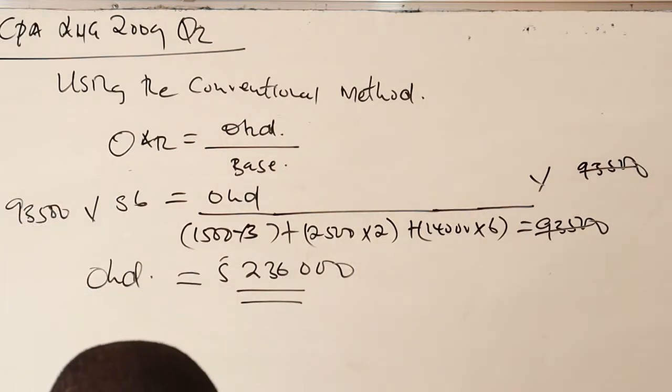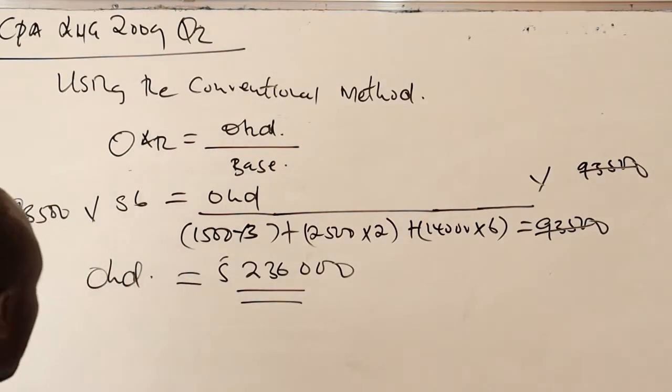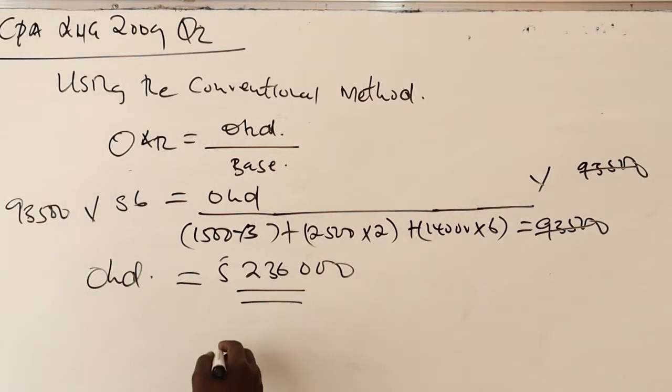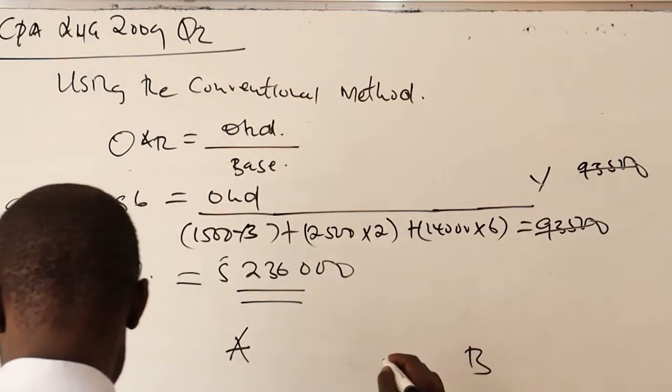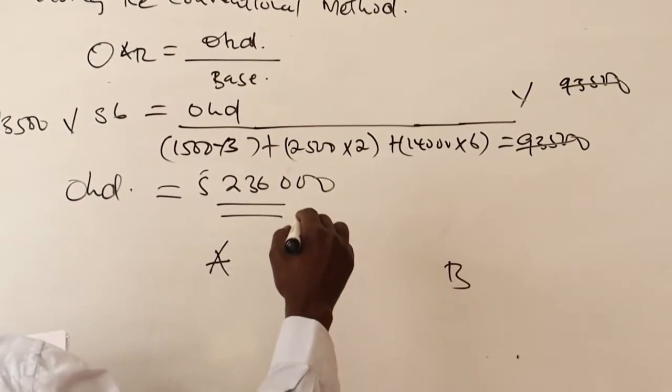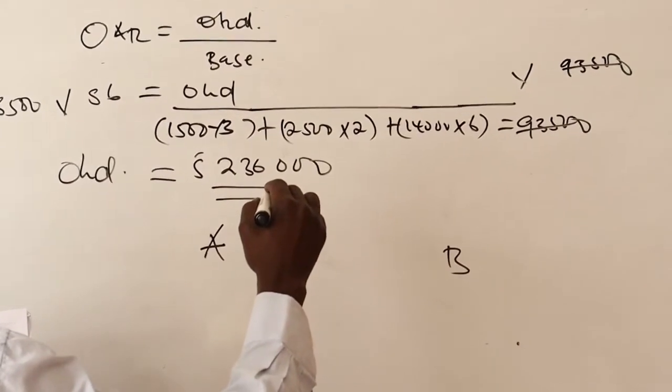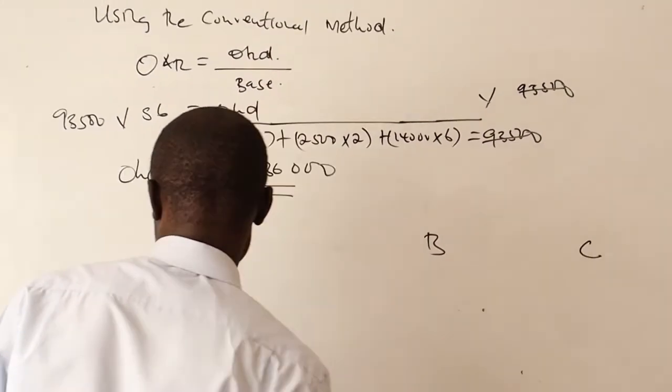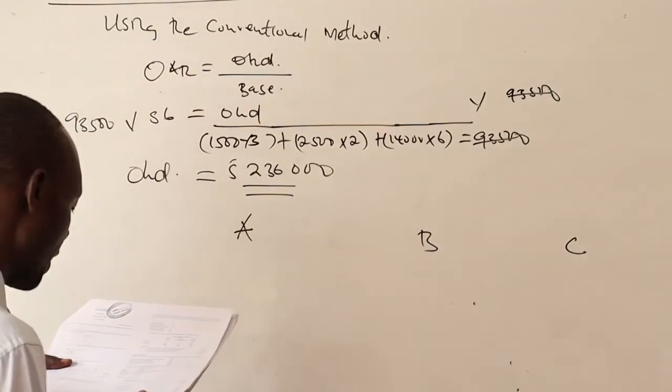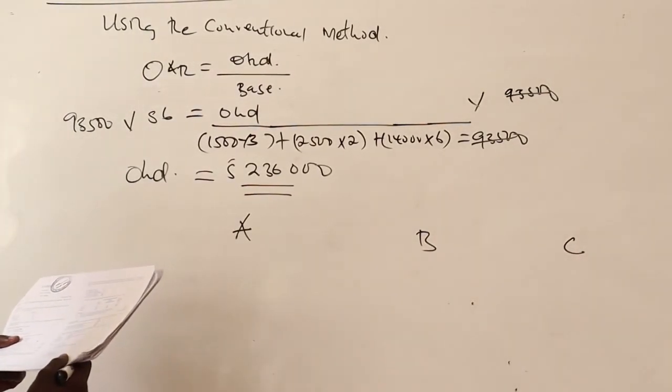5,236,000. That is the total overheads. Then here we're going to say we have product A, B, and C. So we have 3 products here. So they want us to determine the cost per unit.